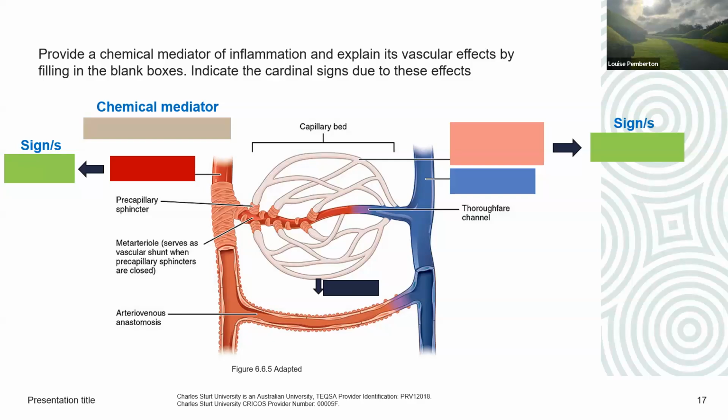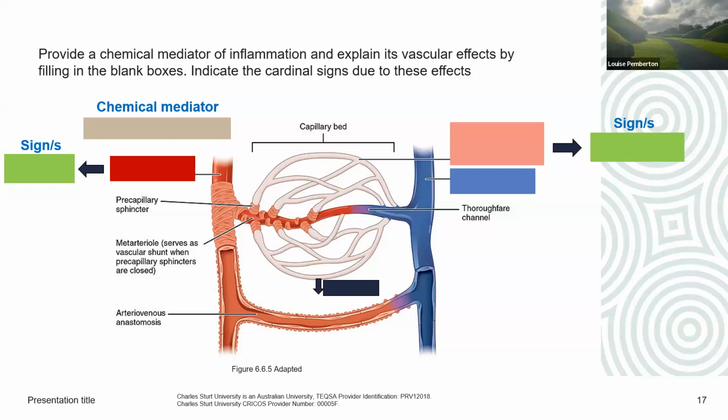So we get vasodilation. What does vasodilation lead to? More blood flow. So what two signs will that cause? Redness. Redness, absolutely. And what else? Heat. Yeah. Okay, so that's good. At the same time, you've got blood rushing in, and you're going to have the venules dilating too. So if you've got venules dilating, that's going to slow the blood flow out of here. Does that make sense?